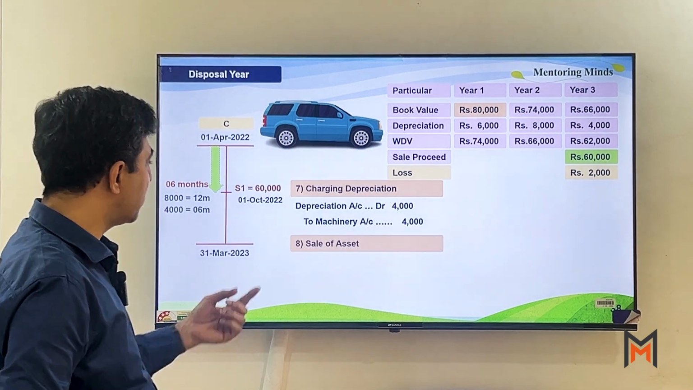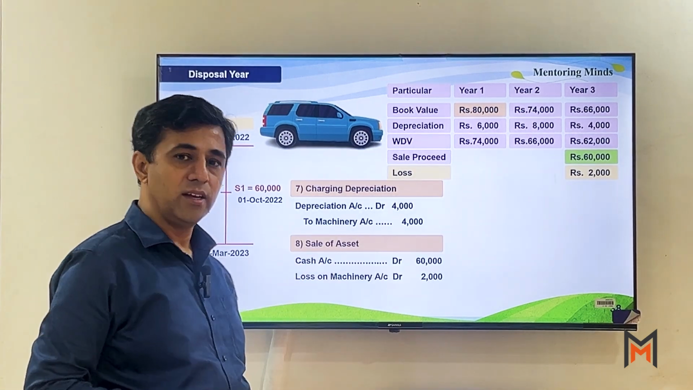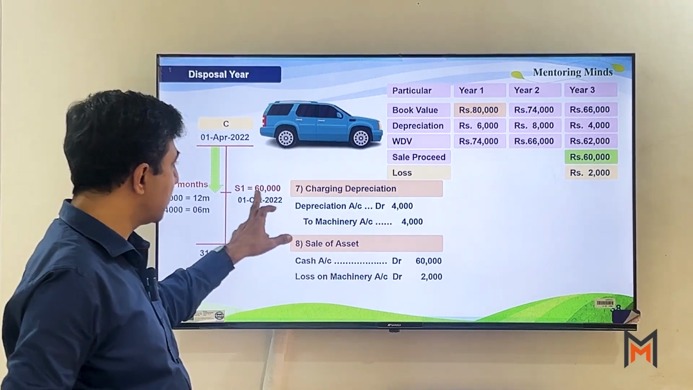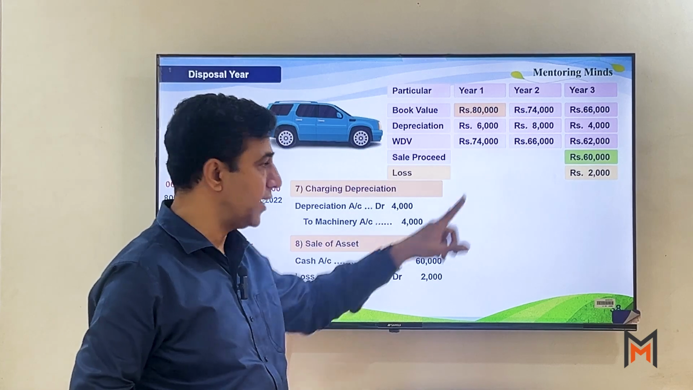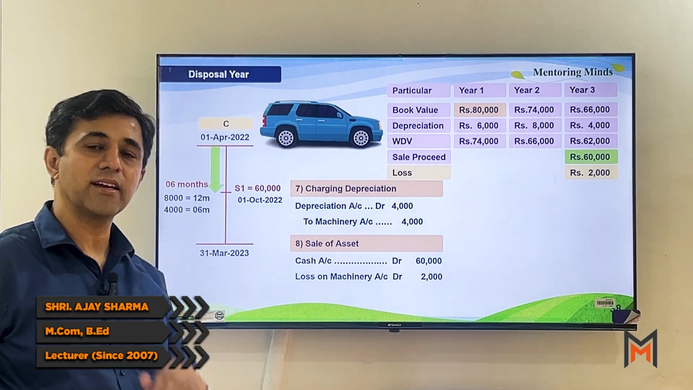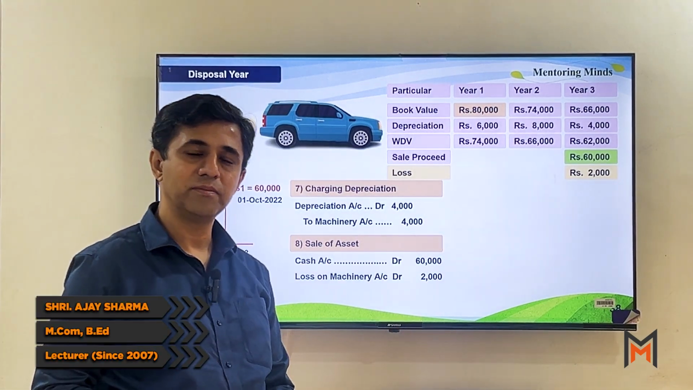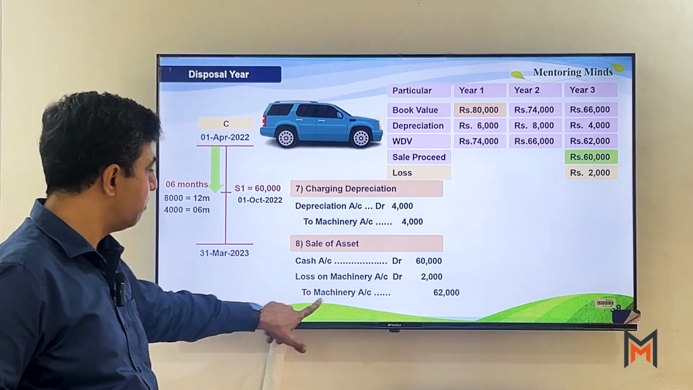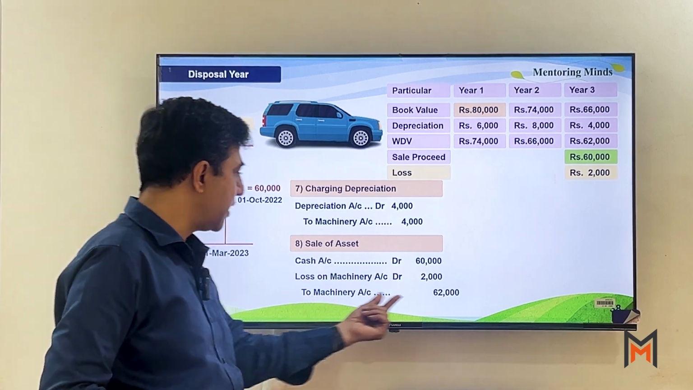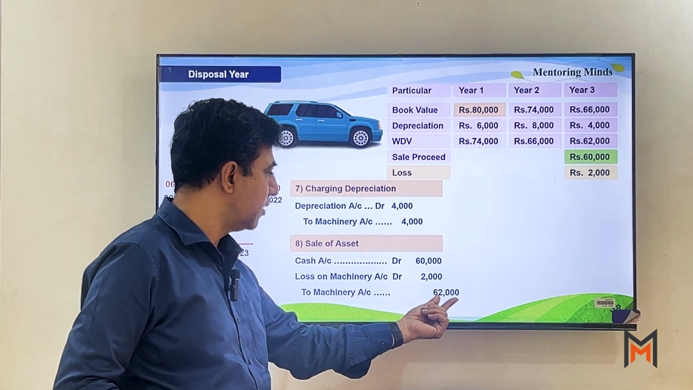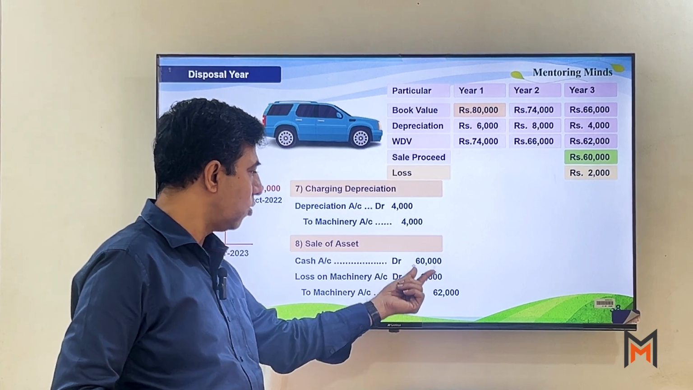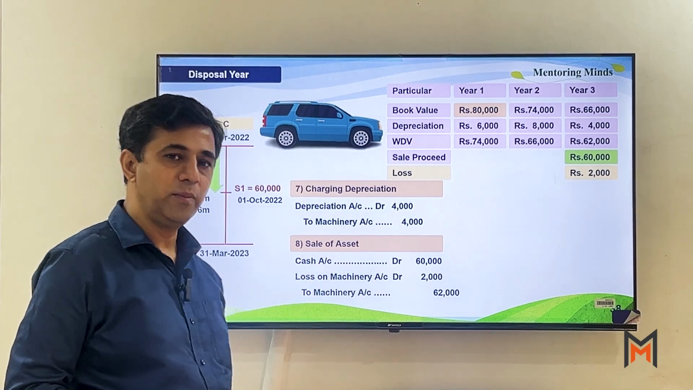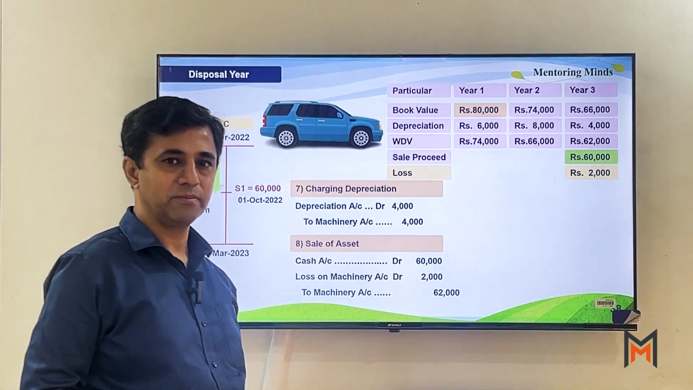So journal entry for sale of asset is cash account debit. Now we are selling the asset of 62,000 at 60,000. So will we have a profit or loss of 2,000? Loss. That's why loss is debited and machinery goes out. So machinery is going out at 62,000. 60,000 cash we are receiving. Also we are getting a loss of 2,000. So that's why cash account debit, loss account debit to machinery.